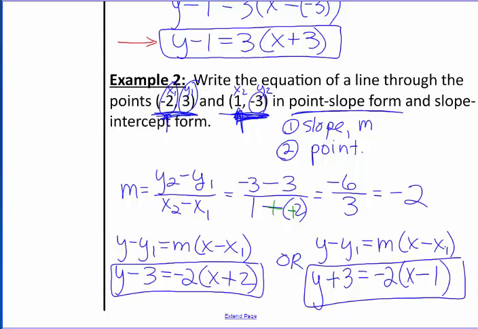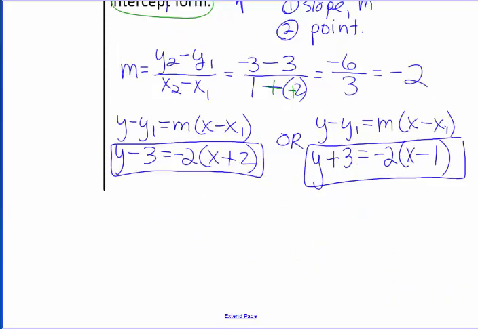Now, if I ask you to write something in point slope form where you're given 2 points and you have to find the slope first, you can use either one. You do not have to give me both. You only have to give me one of those values. Now, another part of the problem said to write it in slope-intercept form. So we're going to use our point slope form to rewrite into slope-intercept.